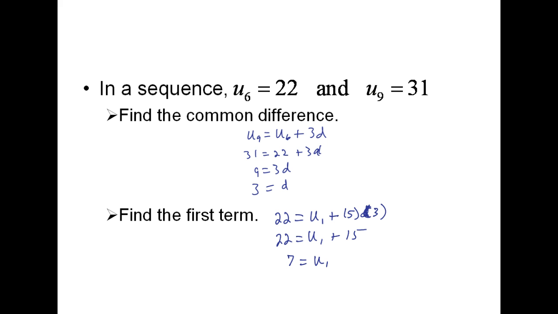I want to check that to make sure. So u sub 9, which is 31, would be 7 plus 8 times my common difference of 3. So 31 would be 7 plus 24. 31 equals 31, so it does check out, and that gives it to me.